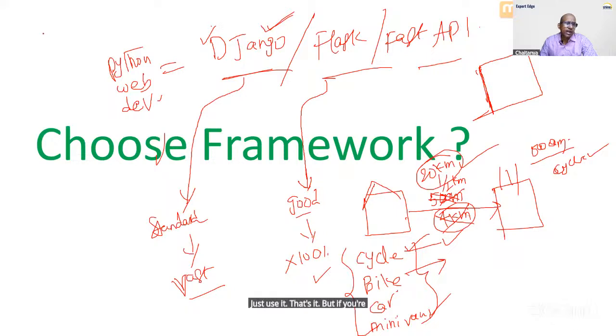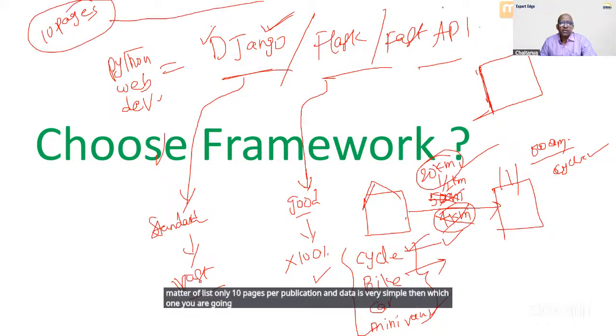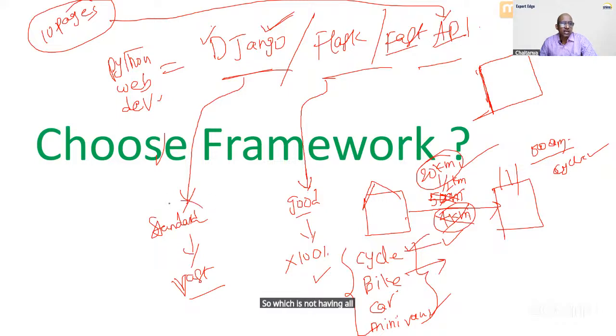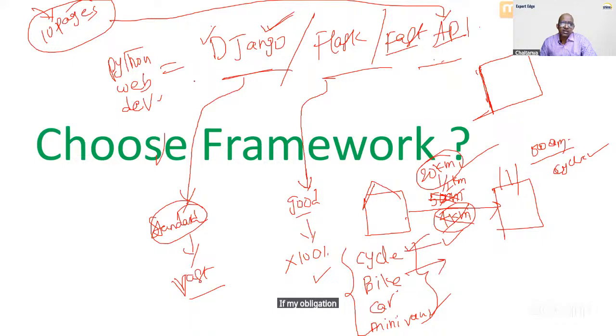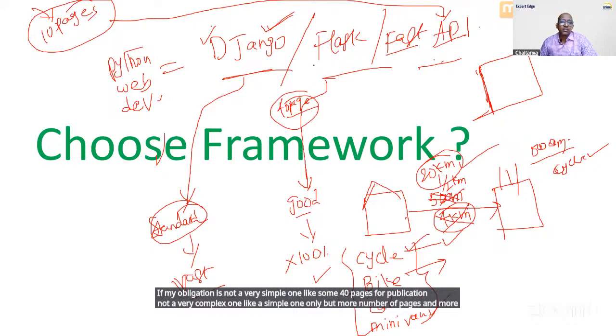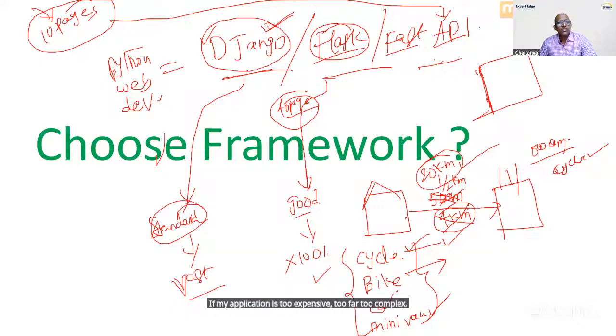But if you're building a very small web application, like only a 10 page web application, and the data is very simple, then which one will you choose? For me, FastAPI is better, because the name is FastAPI. It does not have all the options like Django has. Very limited options are available, and those are quite enough for me to build a web application with only 10 pages, because my application is very small and simple with no complexity. If my application is not very complex, like some 40 pages, a simple one but with more pages and a little more database tables with more relationships compared to the simple one, I'll go for Flask. If my application is very large and very complex, I'll go for Django.